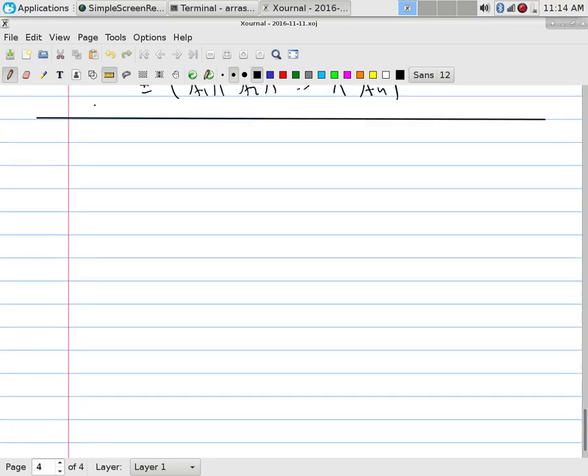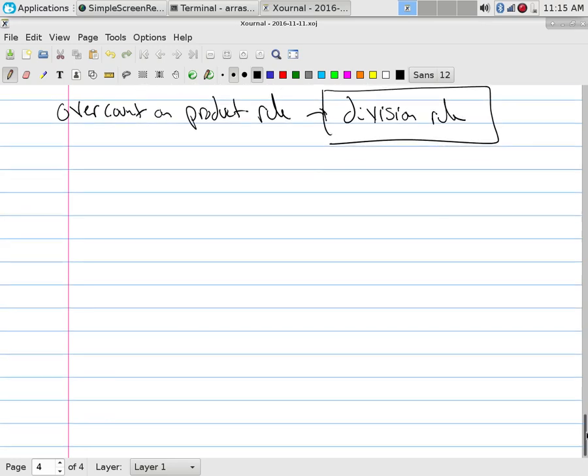Now, what about an overcount on the product rule? Well, when I overcounted additions, we got rid of the overcount. We called it the what? By subtraction, it was a subtraction rule, right? If we overcount multiplications, how do you get rid of a multiplication? You're going to have to divide away. And so this will be called the division rule. The division rule kind of makes your head hurt, oddly enough.